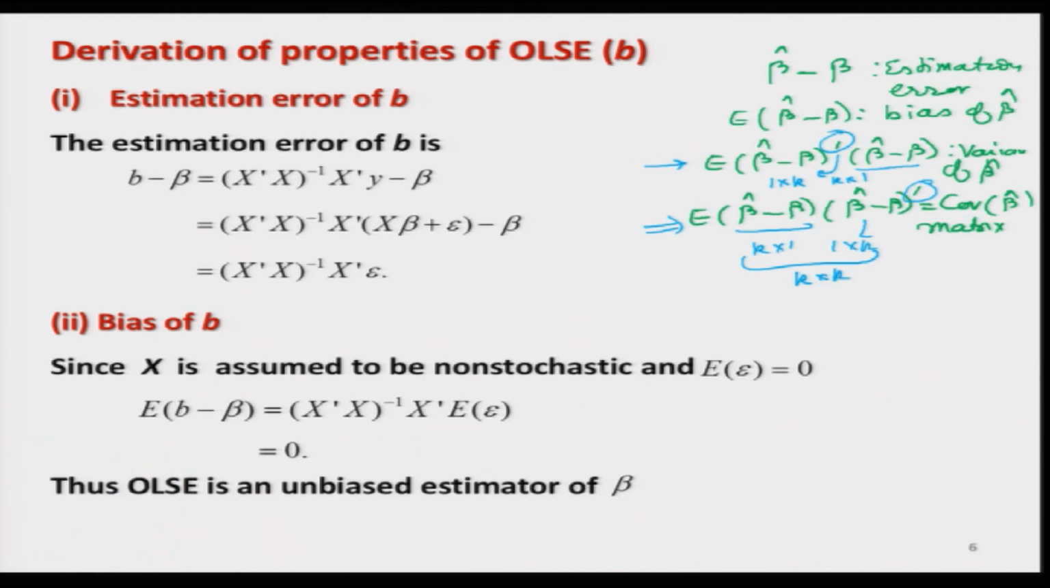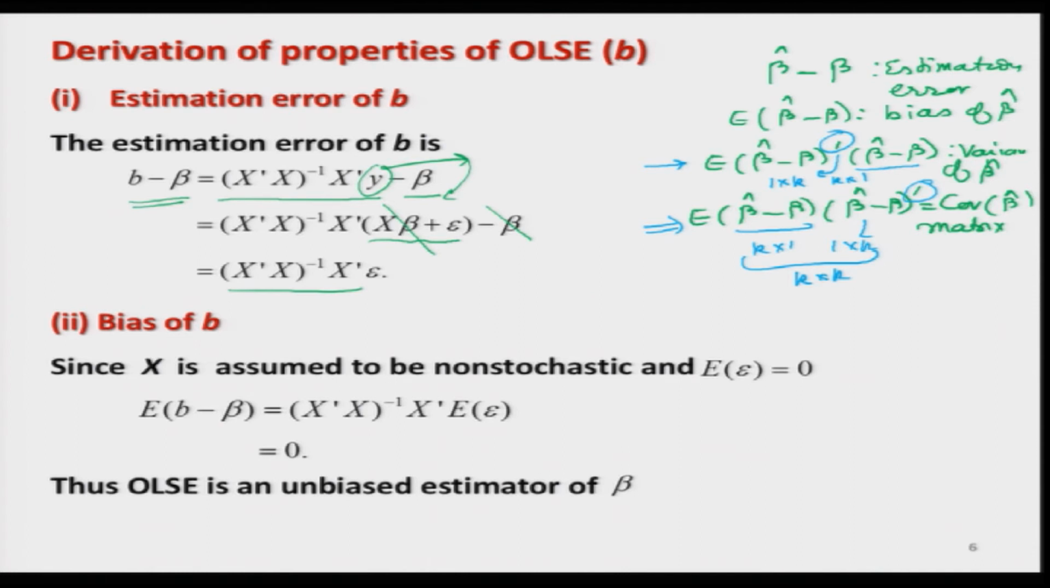Right. Okay. So, first I try to find the estimation error of B. This is B minus beta. This is the expression for B minus beta, and in place of y, I substitute y equal to x beta plus epsilon, and if you open it, the first term will get cancelled out and you will get x transpose x whole inverse x transpose epsilon. So, this is your estimation error.